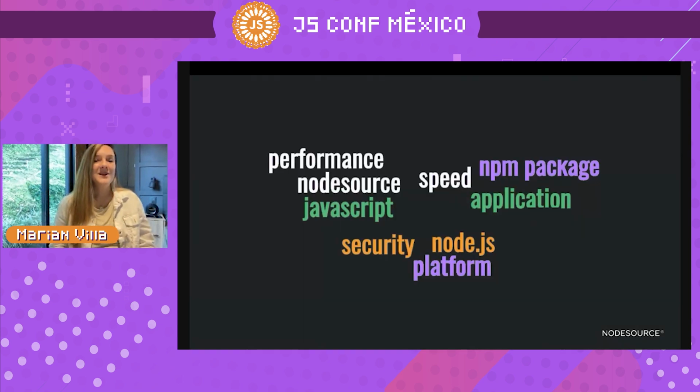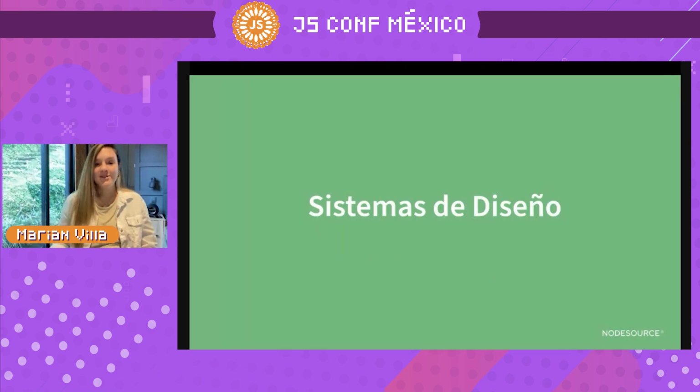Now, what we are going to talk about: if you were already listening, I was talking about keywords, and I wrote down these words in this slide: performance, NodeSource, speed. And because we have our own version of Node, we were not sufficient. And I already talked about JavaScript, Node.js, platform, security, and applications. But this is important and is related to the design system.